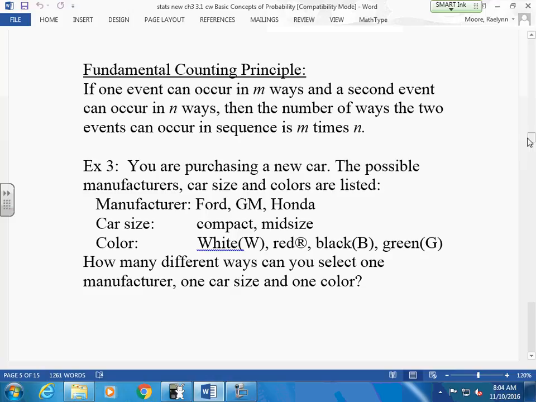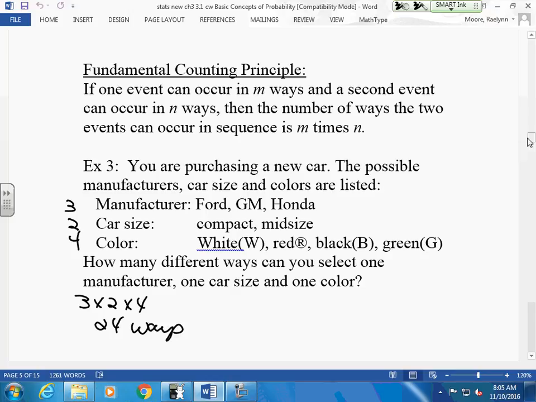So, if one event can occur m ways, and the second event can occur n ways, you just take those and you multiply them, m times n. You are purchasing a new car. The possible manufacturers, car size, and colors are listed. You have 3 manufacturers. You have 2 sizes you're looking at. You have 4 colors you're looking at. So how many different ways can you select a car for 1 manufacturer, 1 car size, 1 color? You just take these and you say 3 of these, 2 of these, 4 of these. You multiply. So this gives you 24 different ways.